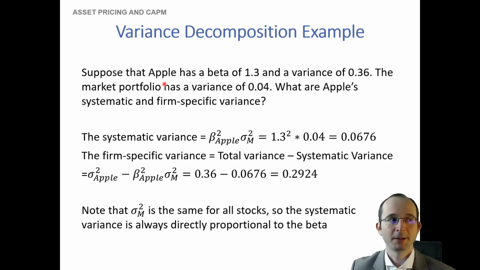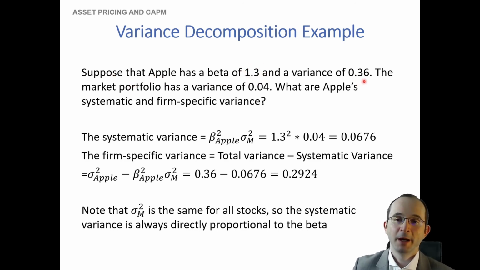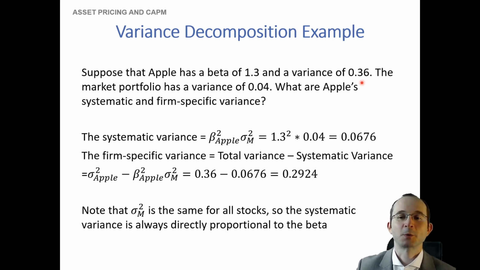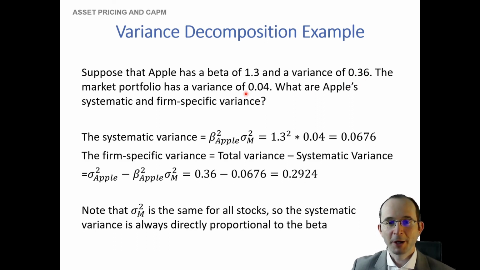Let's say we have a firm in mind, and this firm is Apple, and we use regression to estimate its beta. We get an estimate of 1.3, and we have looked at its historical returns, and the variance of those returns is 0.36. Remember, variance is essentially in percent squared, as it were. The market portfolio has a variance of 0.04. So what then is the systematic and firm-specific variance of Apple?